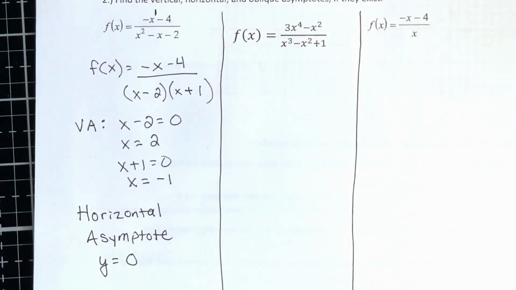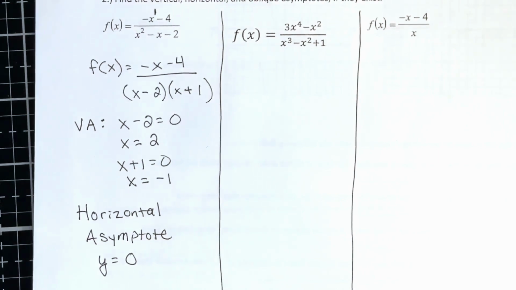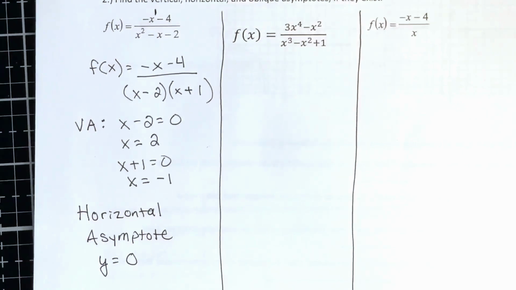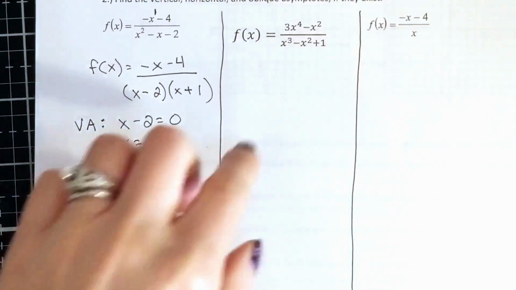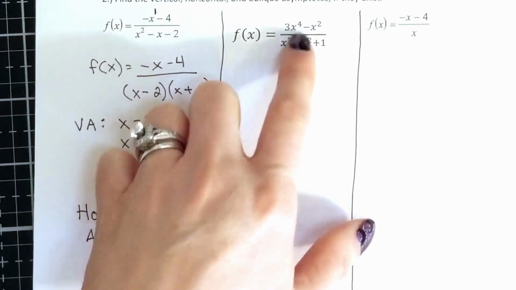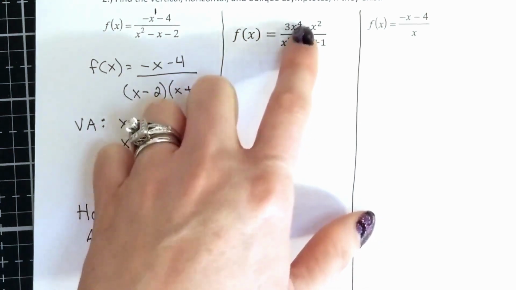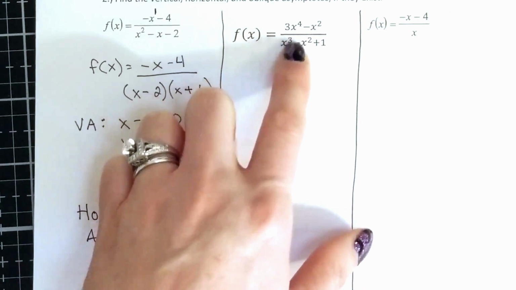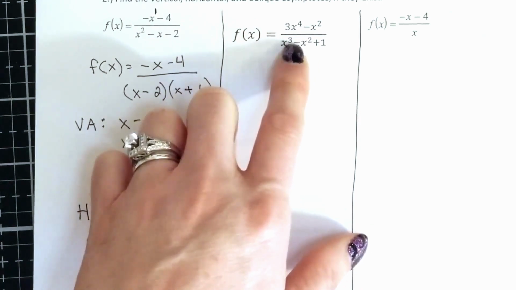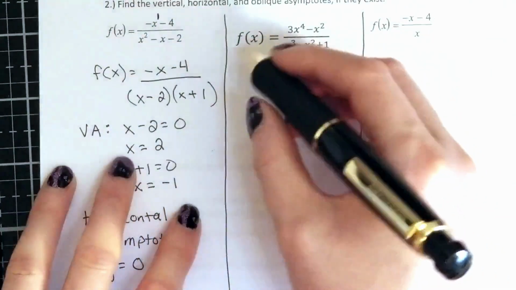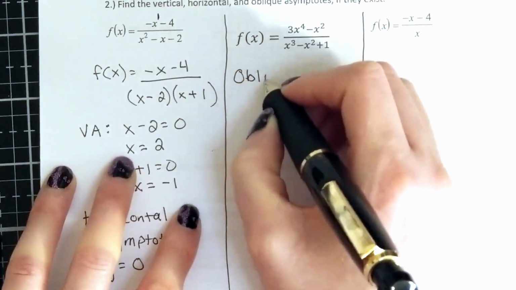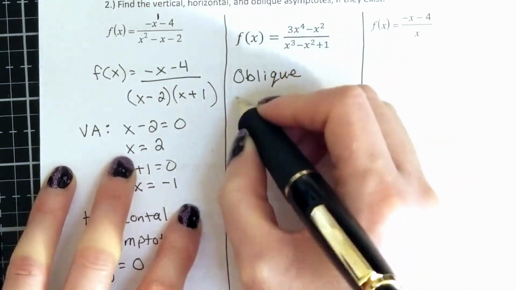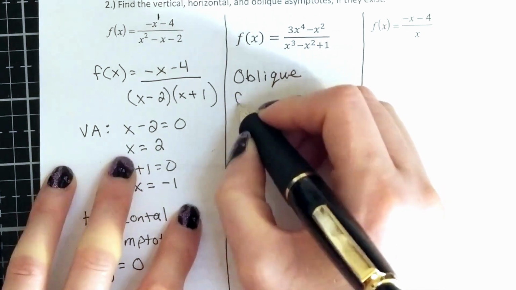Okay, the next one, f of x equals 3 to the x minus 2 minus x squared divided by x to the third minus x squared plus 1. So I'm going to just focus on the horizontal and oblique on this one. Look at your degrees. If the top degree, which is 4, is 1 more than the bottom, that tells you that we have an oblique asymptote, and it's found using long division.